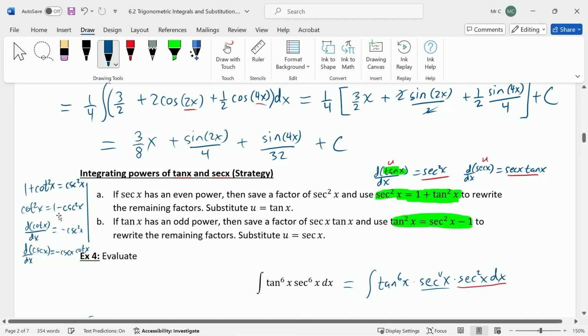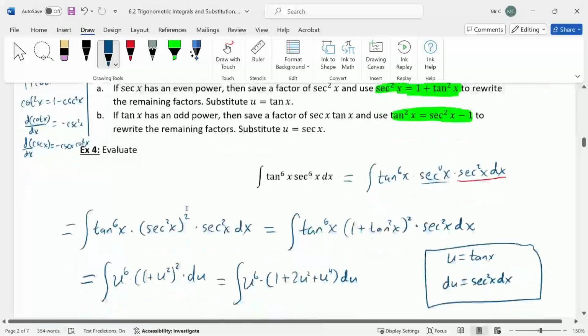In other words, the approach for cosecant and cotangent is literally identical to the approach for tangent and secant. Just replace tangent and secant everywhere in here with the appropriate derivative formulas, and it works the same way. Okay.